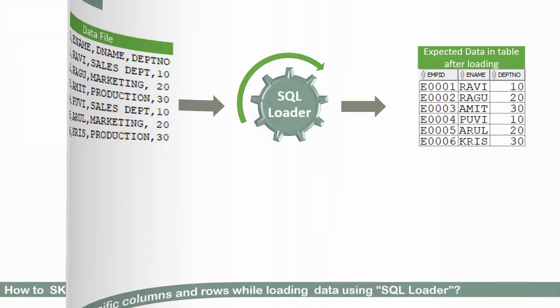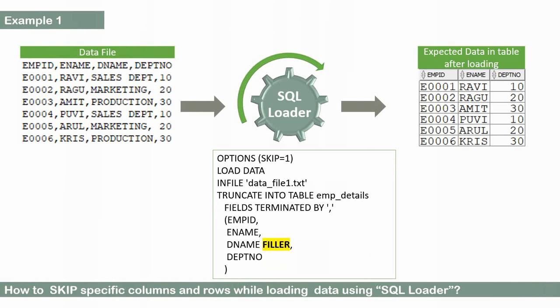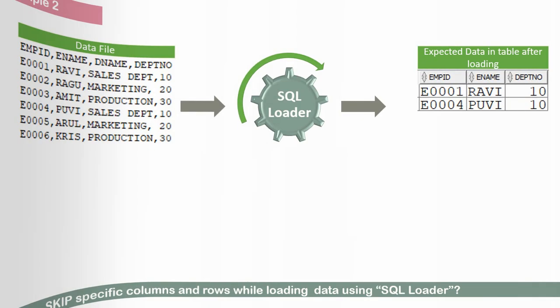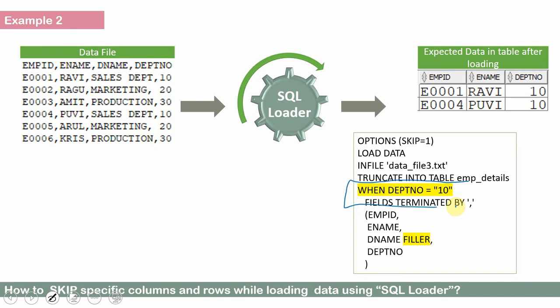So here is the quick recap. In the first example, the key learning is we are using the filler keyword to exclude the specific set of columns. So by specifying the filler keyword, the third column of the data file will not get loaded. Apart from that, the rest of the columns will get loaded. In the second example, along with column exclusion, we are using the when keyword for conditional exclusion of rows.